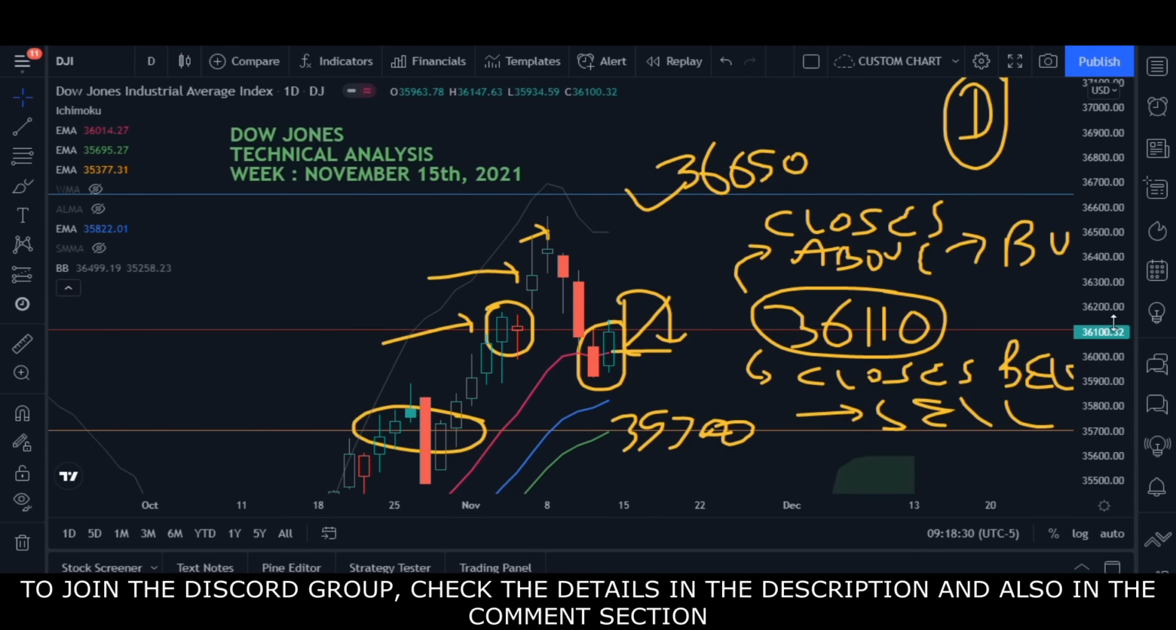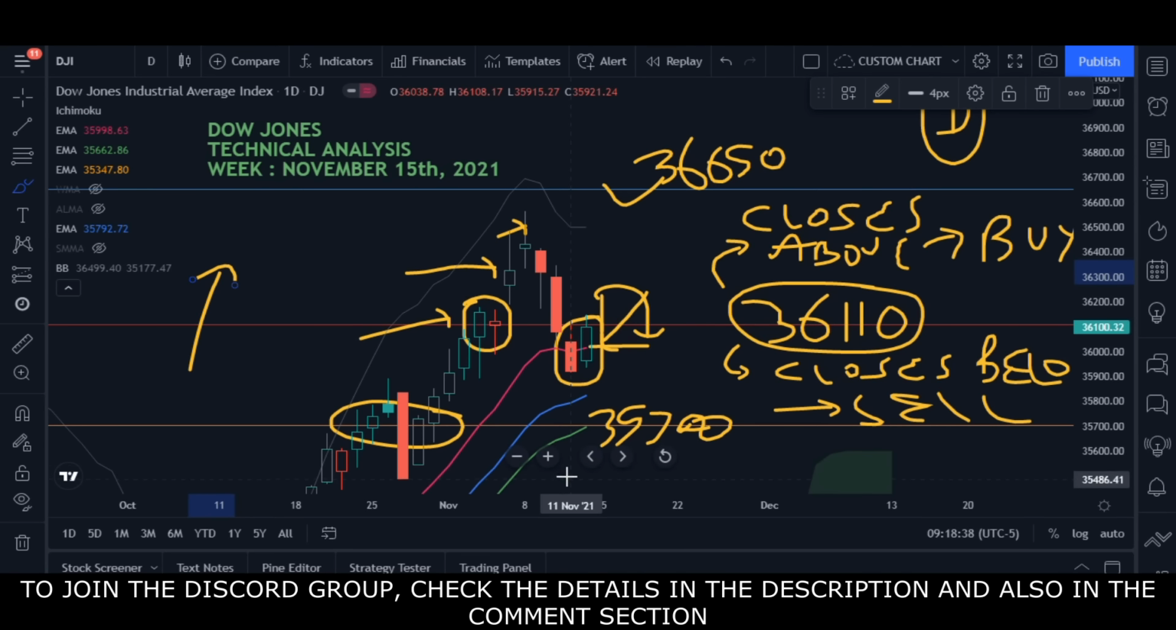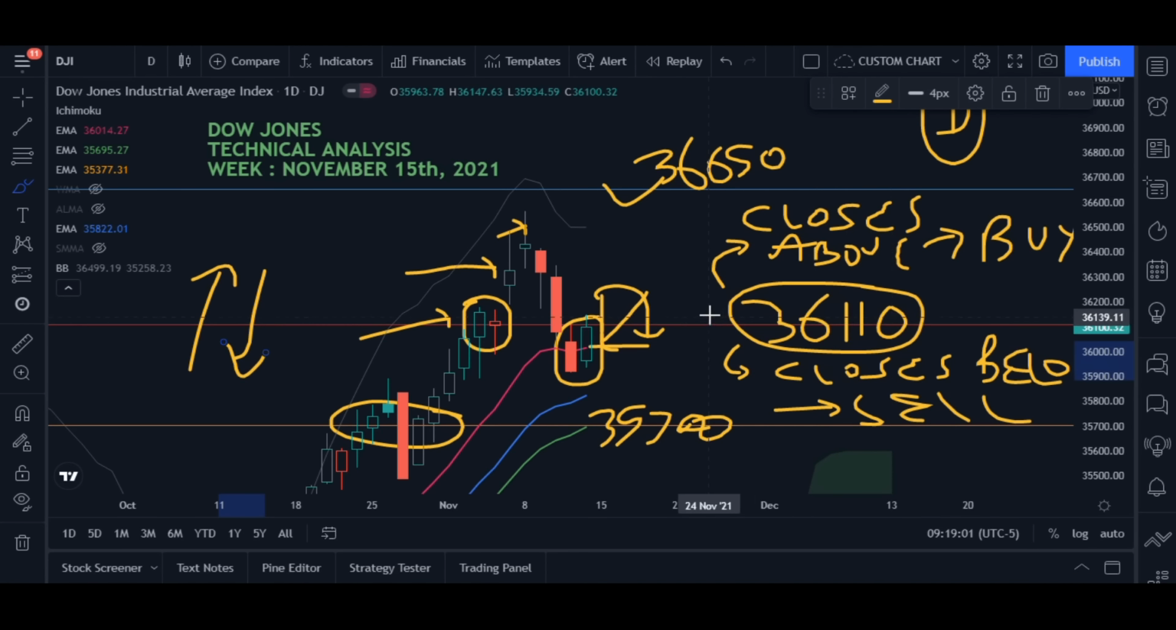Anyways, through all of the technical indicators, particularly the moving averages, Ichimoku, and the Bollinger Band, the market is bullish. But through the other, very critical technical indicators, the MACD and the Stochastic RSI, the market is bearish. Everything in the coming week will be defined by this 36,113. It will define the fate of the market. So this was the technical analysis for the Dow Jones Industrial Average Index.